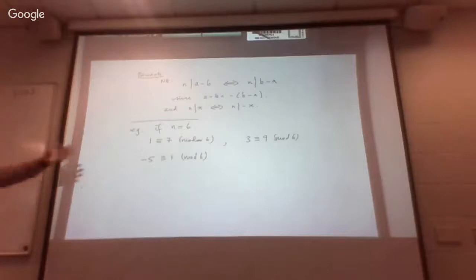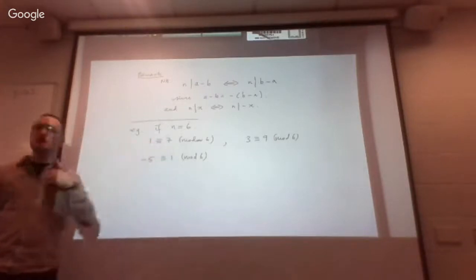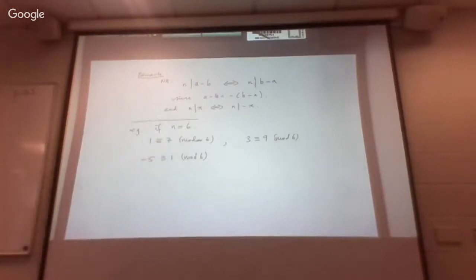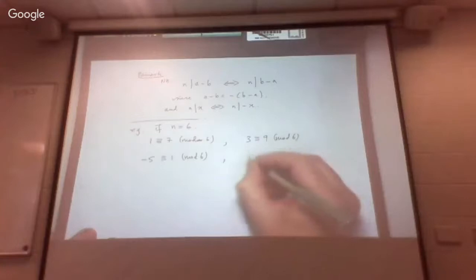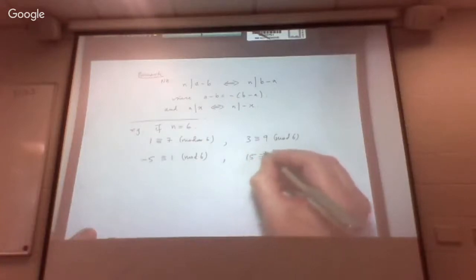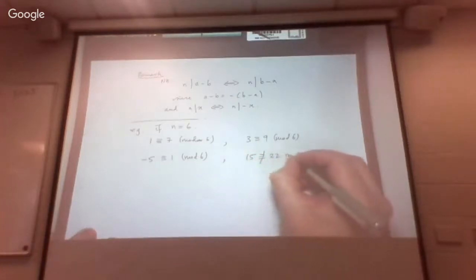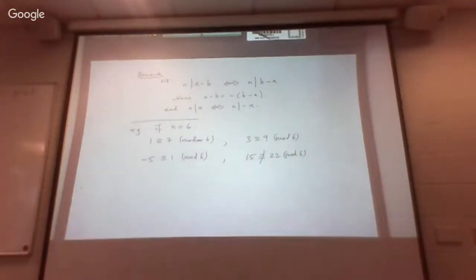Okay, and these are all true because when you look at the difference between the two numbers, it's some multiple of 6. Let's give a negative one. 15 is not congruent to 22, because the difference between 15 and 22 is 7. So it's not a multiple of 6.